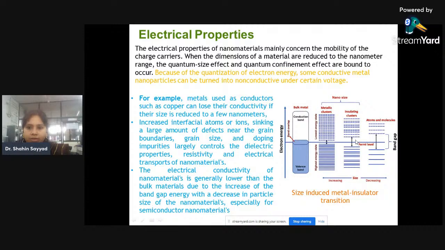Okay. The levels become discrete, and then there is an increase in the energy band gap, and that increase in the band gap changes the material from a conducting state to a non-conducting state. Okay, and it is attributed to the quantum size effect and quantum confinement effect, which occur when the size is reduced to the nanoscale. The electrical conductivity of nanomaterial is generally lower than that of the bulk material because of the increase of band gap energy with the decrease in particle size.